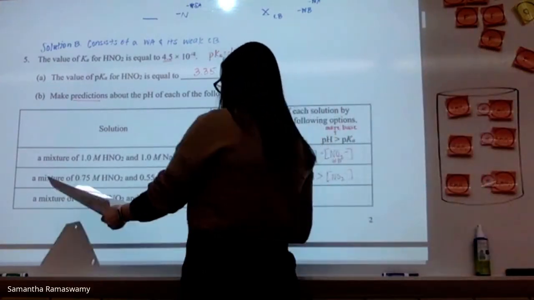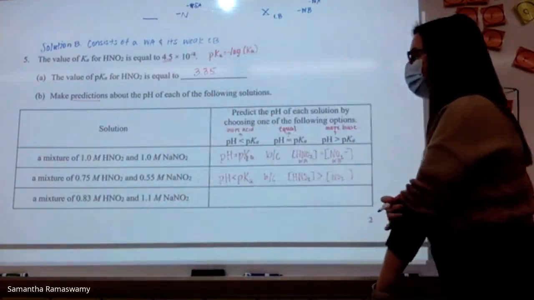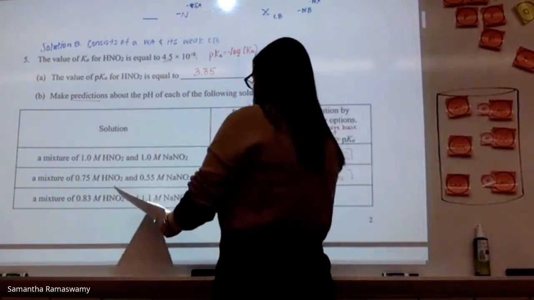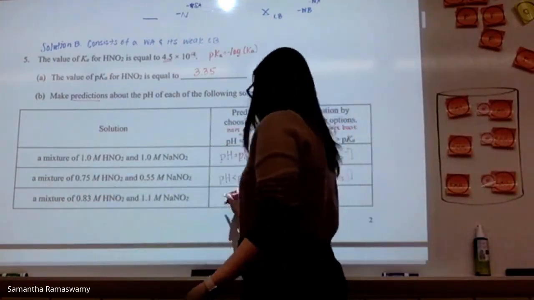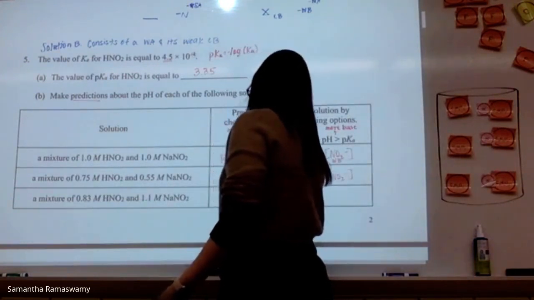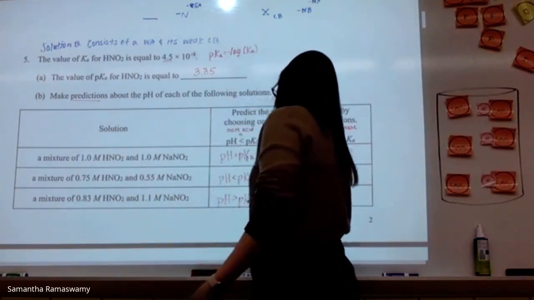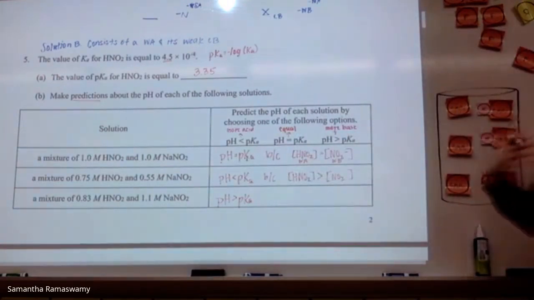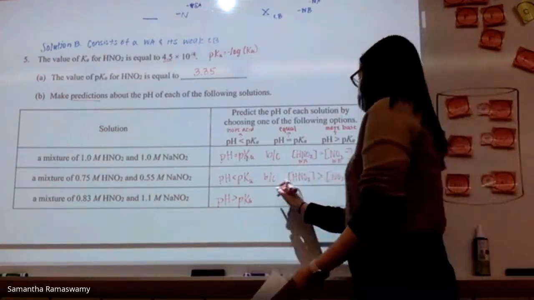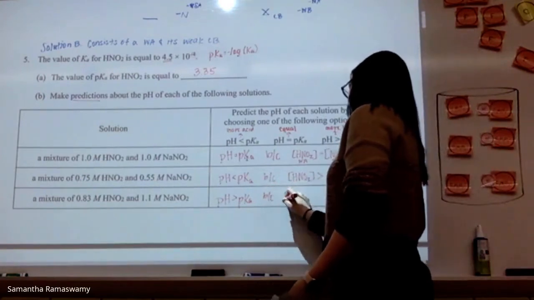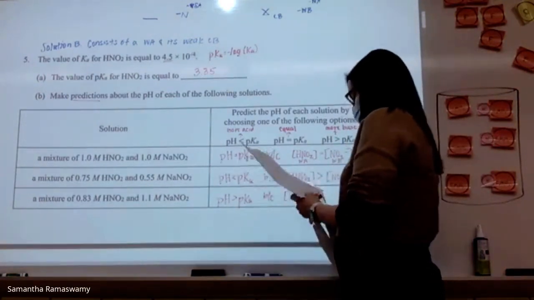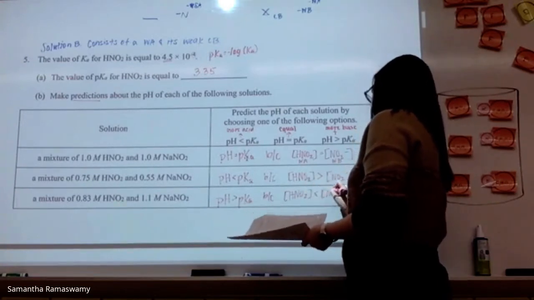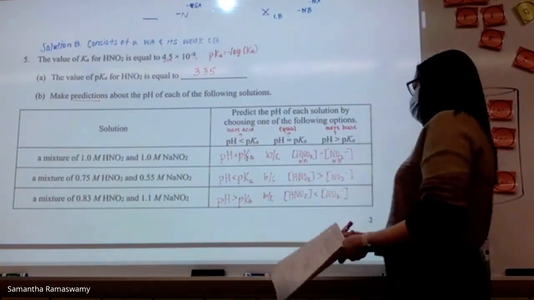And then we have 0.83 molar acid and 1.1 molar of NO2 minus. That's the basic component. So here we have more base. So we would expect the pH to be higher than the pKa. A higher pH means more base. Right? Because now the acid is less than the base, or the base is greater than the acid.